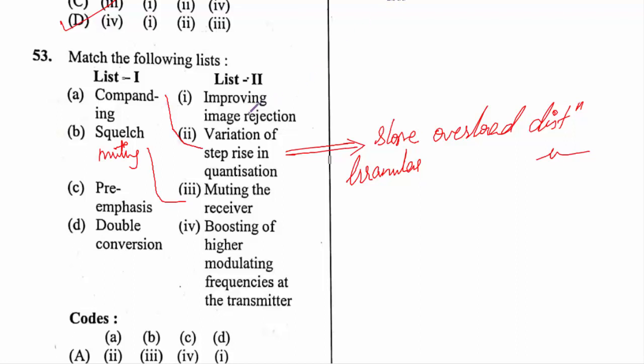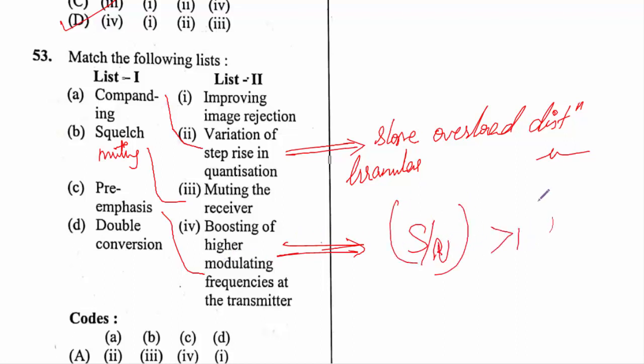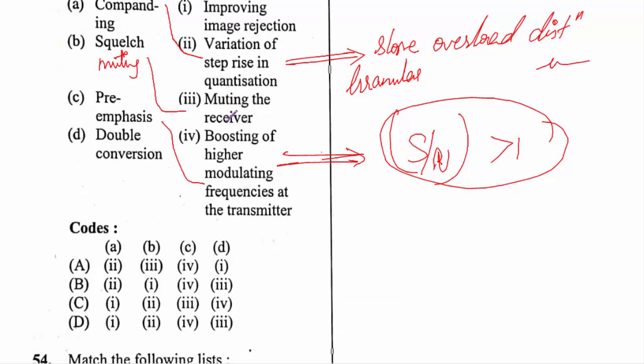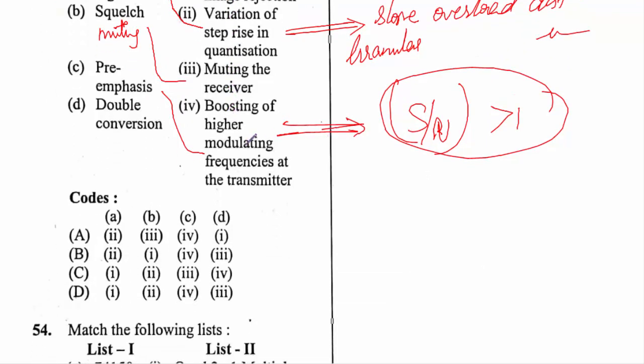Pre-emphasis is for boosting of higher frequency components. This is done to maintain signal to noise ratio greater than 1. If signal to noise ratio is less than 1, demodulation is not possible. Double conversion is for improving image rejection. So based on this, if I am choosing, I will get option A as the correct statement.